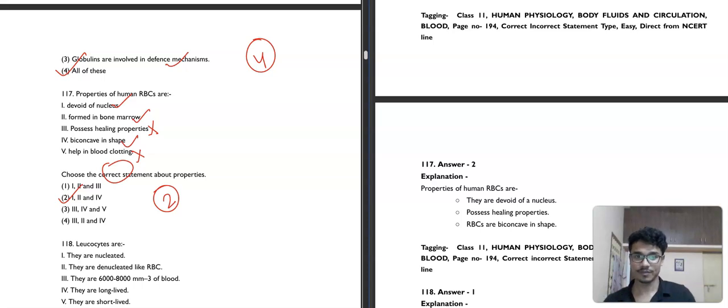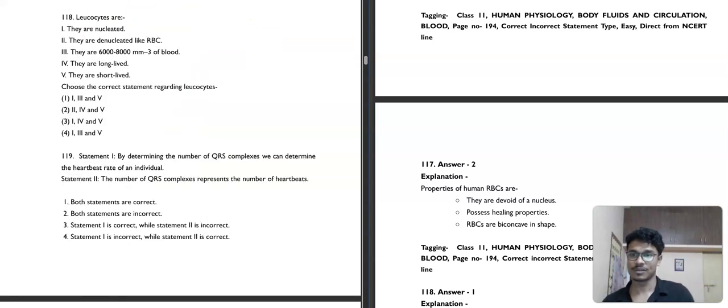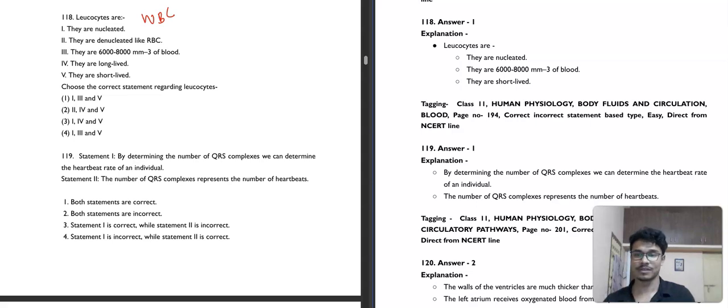Then leukocyte. Leukocyte, what is it? Leukocyte means WBC. They are nucleated. Are WBCs nucleated? Yes, they are nucleated. So saying they are denucleated like RBC is not correct. They are 6,000 to 8,000 per cubic millimeter of blood, correct. They are long lived? No, they are short lived, so that is not correct. So first, third and fifth. Here the fourth option will be your correct answer.